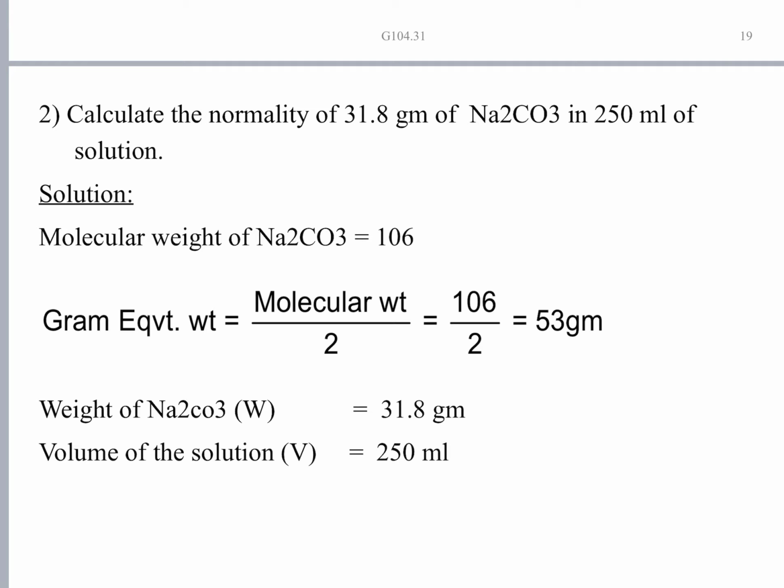Sodium carbonate ionizes as Na2CO3 dissociating into 2Na+ and CO3 2-. The positive or negative charge is the same, 2 units. So gram equivalent weight is equal to gram molecular weight by the charge, 106 by 2, that is 53 grams. The equivalent weight of sodium carbonate is 53 grams. The given weight is 31.8 grams and the volume of solution is 250 ml.